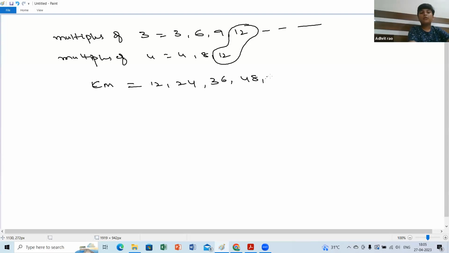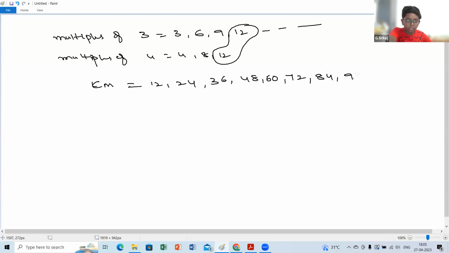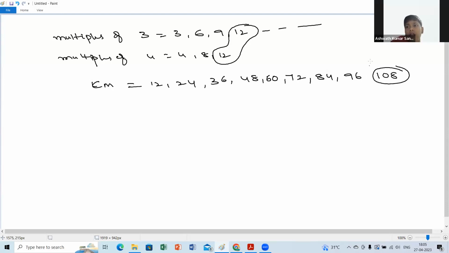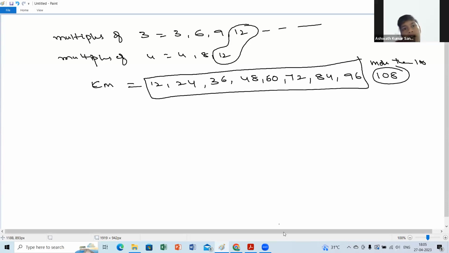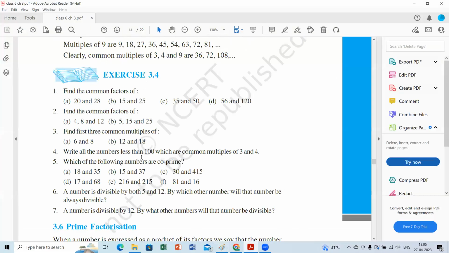60, 72, then 84, 96. 108. But 108 is more than 100, right? It's more than 100. What are they asking? They're asking 1 to 100. The common multiples of 3 and 4 which are less than 100.